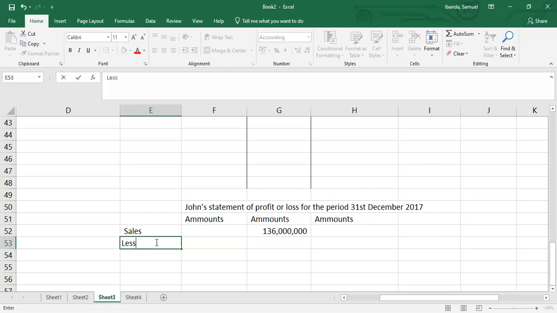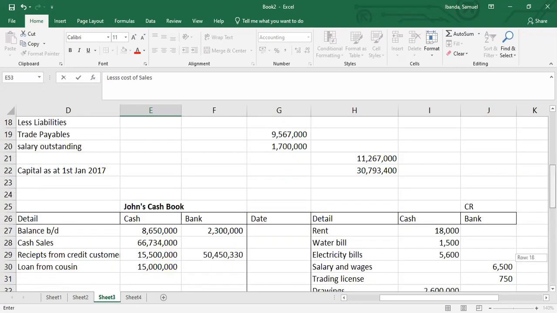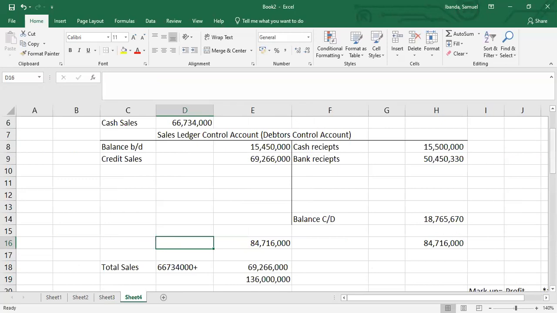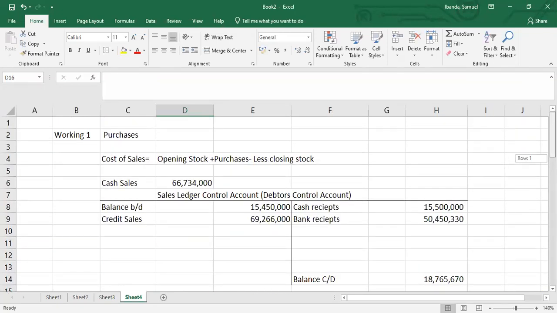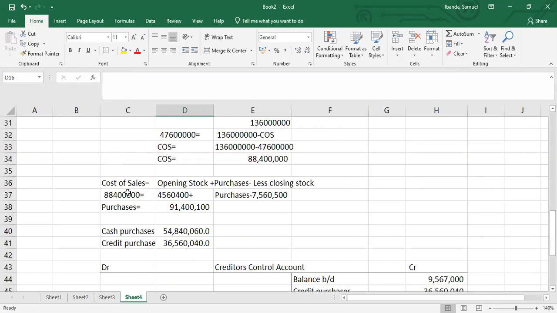Less cost of sales. Okay. Now yours is to ask yourself, do we have the cost of sales? Yes, we also have cost of sales. Remember we calculated it somewhere. We calculated our cost of sales figure, and it was 84.